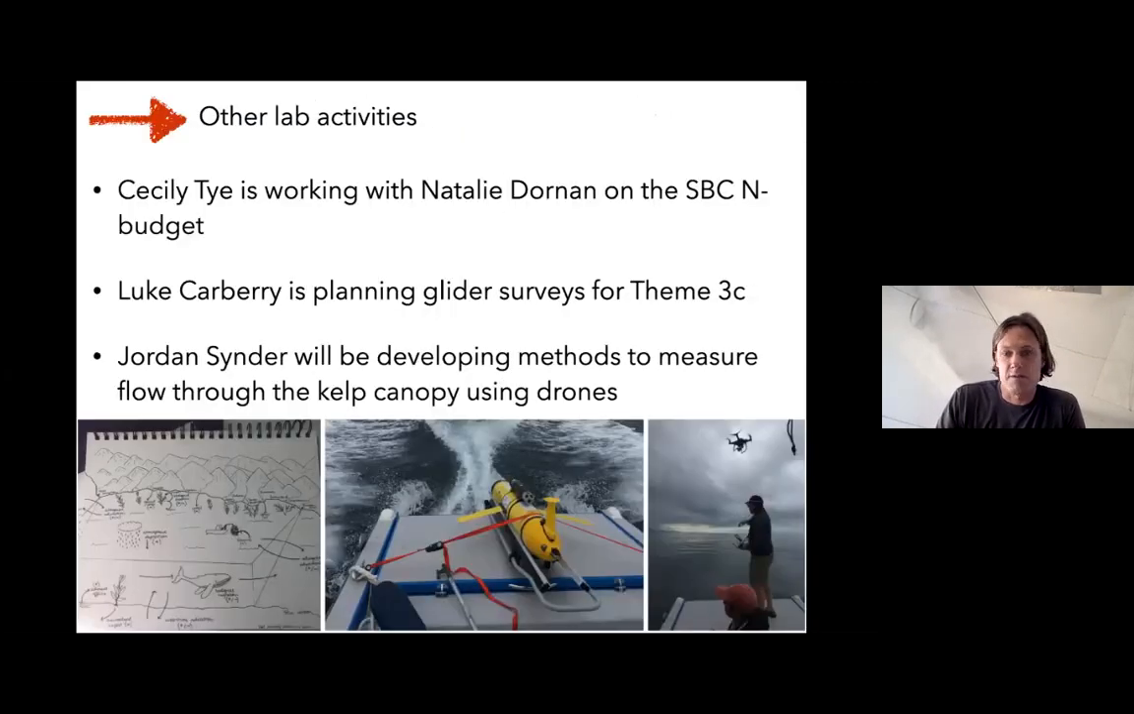I'll skip those in the interest of time, and I'll just highlight other activities in my lab that are ongoing right now. Cecily Tai is working with Natalie Dornan in Alison Santoro's lab on cross-shelf flows in the nitrogen budget. Luke Carberry is planning some glider surveys in conjunction with theme 3C. And then Jordan Snyder is joining my lab in the fall, and she'll be developing methods to measure flow through a kelp canopy using drones. So with that, I will stop and take any questions.